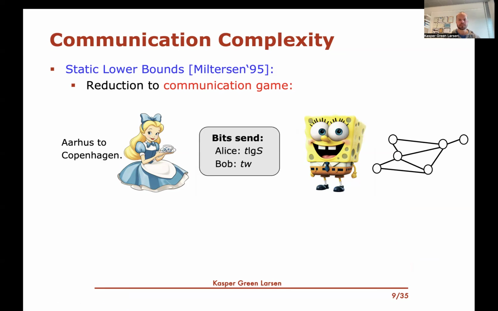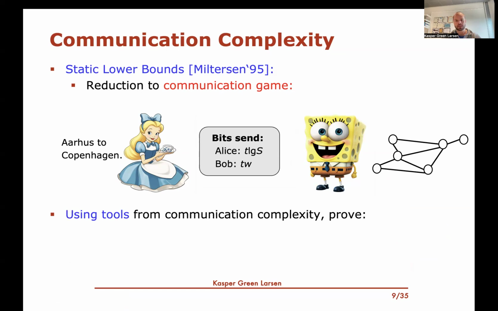Okay, so we get this protocol where Alice's communication is T log S and Bob's communication is TW. And now, of course, we would like to derive lower bounds on the trade-off between the time T and the space S. So now we're going to use tools from communication complexity to prove lower bounds.